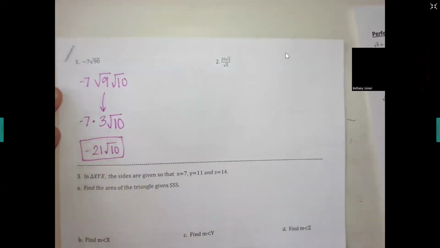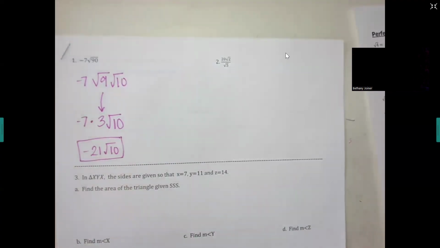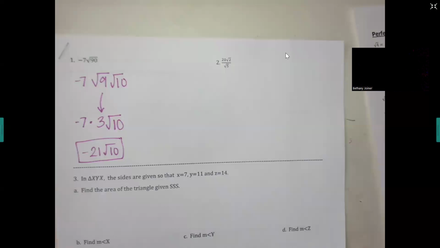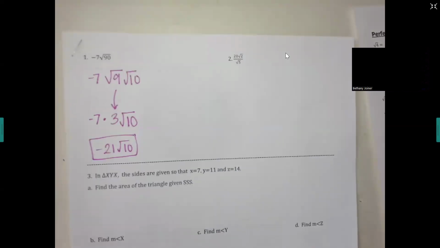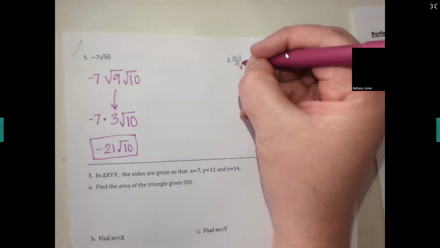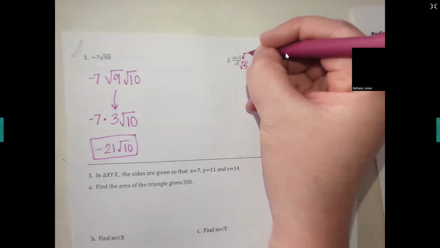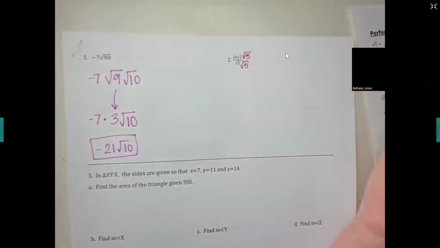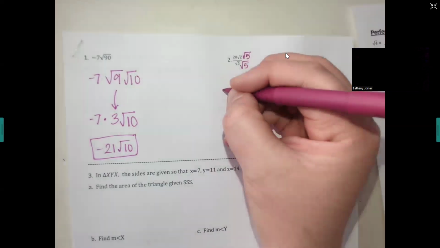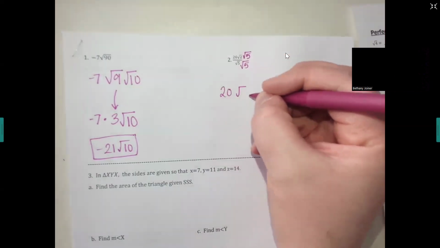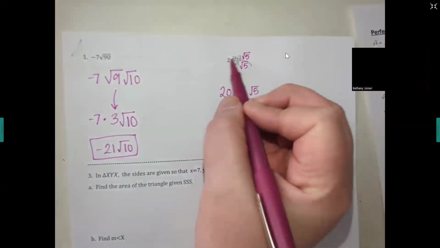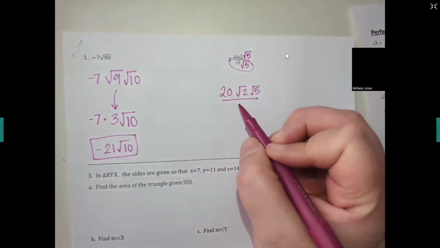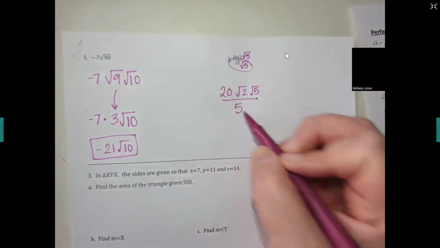Okay, you will not get to use your test review, but you will get to use this paper. So as we're writing the examples, make little notes if you need them. Okay, number 2, no square roots are allowed on the bottom. So to fix it, we're going to do another root 5 on bottom and another root 5 on top. On top, you have a 20 root 2 root 5 over, what is root 5 times itself? 5. Regular 5, very good.